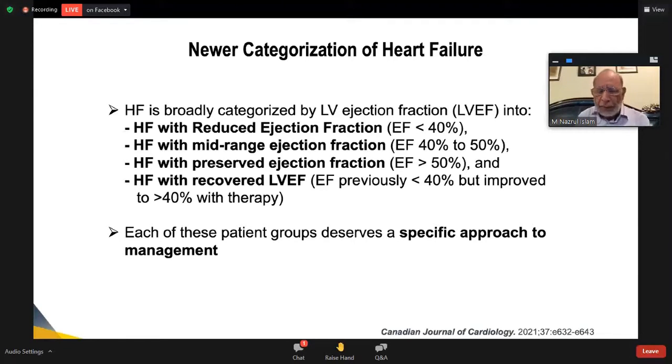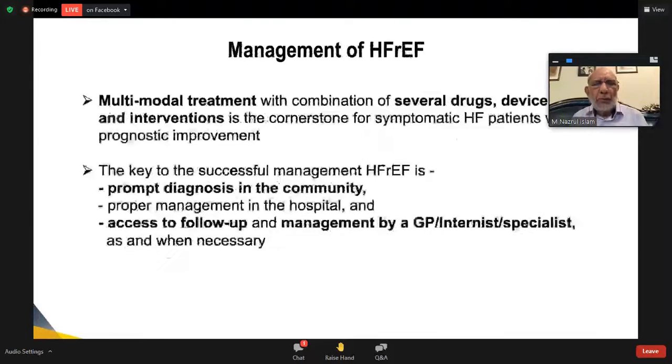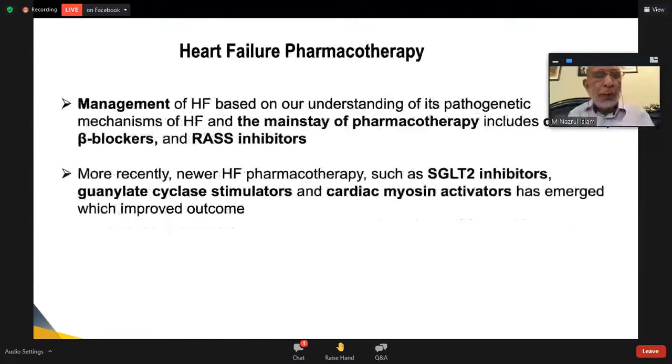So we must understand the diagnosis of heart failure and categorize it by these criteria, so that we can appropriately tailor our pharmacotherapy or other therapy. Management actually needs a multimodal treatment with several drugs, devices, and interventions as appropriate for the patient. But the key to successful management is prompt diagnosis in the community, proper management in the hospital, and of course, proper evaluation and follow-up.